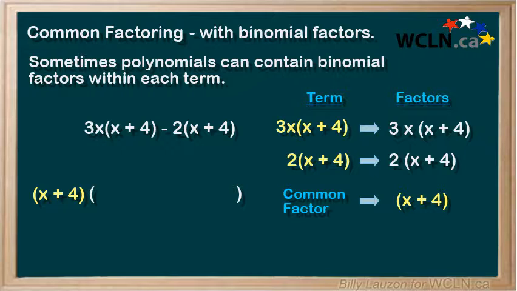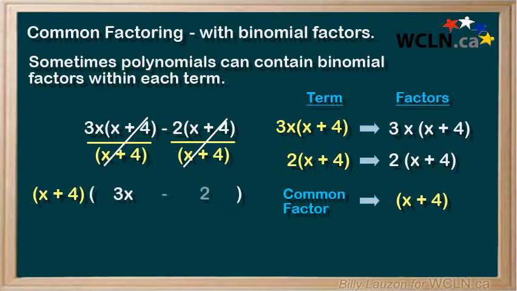We now take x plus 4 as the common factor and divide that within each term. The x plus 4's will cancel in both expressions and leave us with 3x minus 2 in the brackets. Tidying it up, we will have x plus 4 times 3x minus 2 as our factored expression.